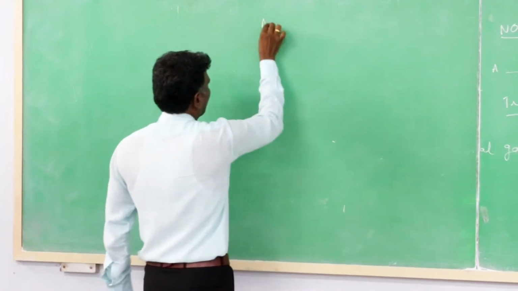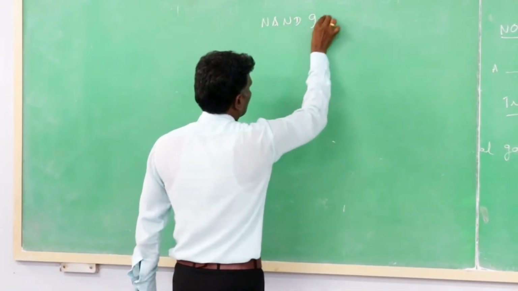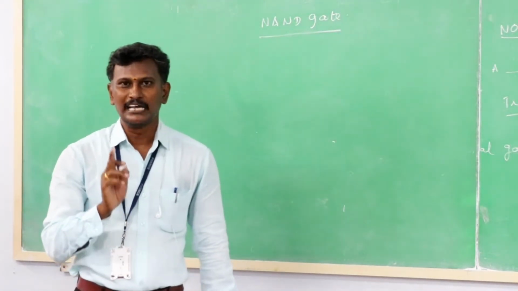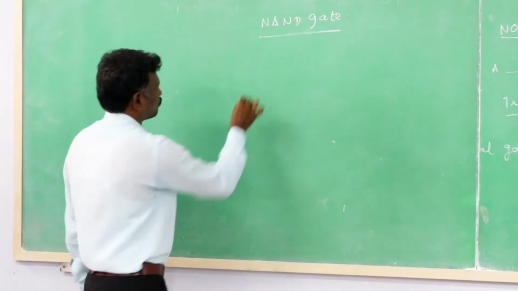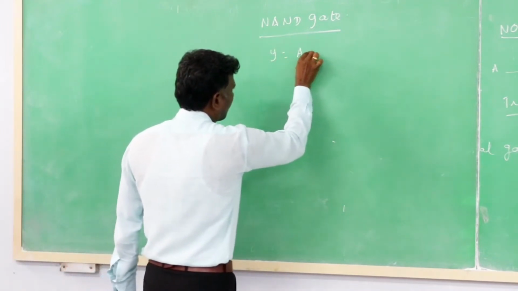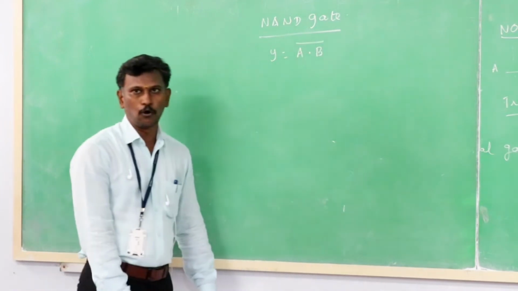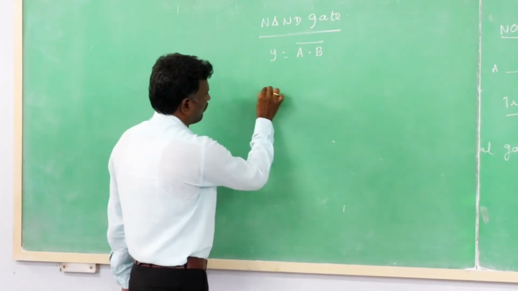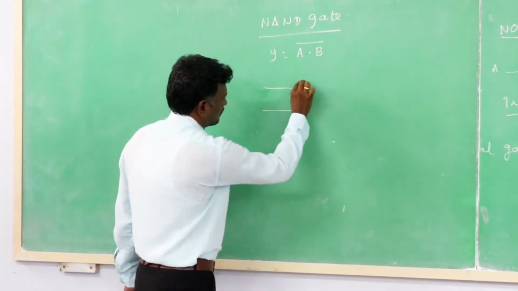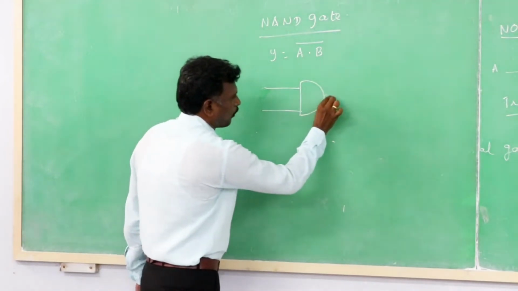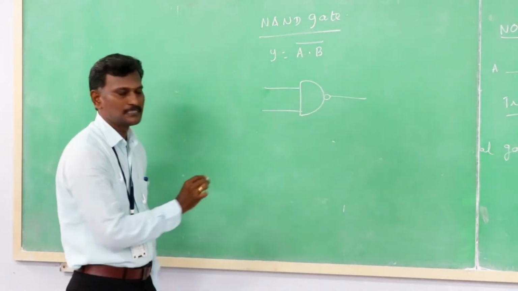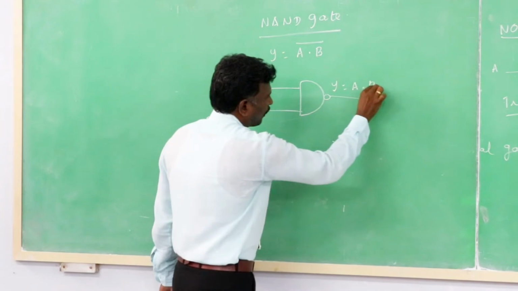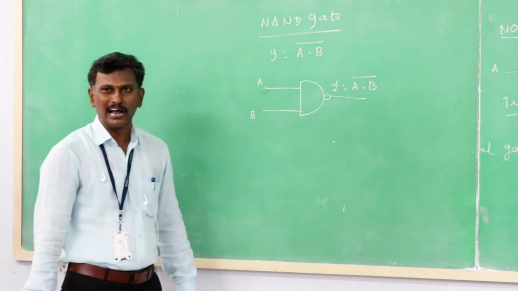Next one, NAND gate. NAND gate simply performs the inverse operation of AND gate. So Y equal to A dot B, whole bar. This is called NAND gate. For the symbol of NAND gate, draw the AND gate first and simply put an inverter, and that is called NAND gate. So A, B, Y equal to A dot B whole bar. It's the inverse operation of AND gate.